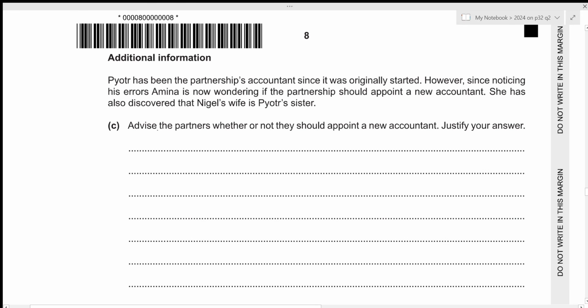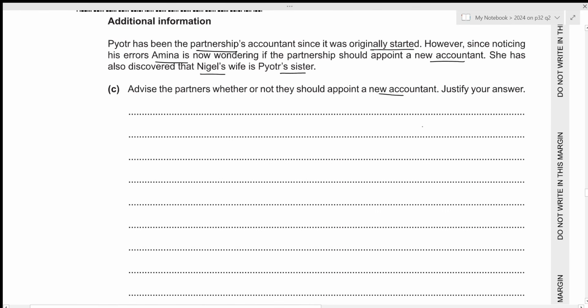Okay, now we have additional information. The accountant has been the partnership's accountant since it was originally started. However, since noticing his errors, Amina is now wondering if the partnership should appoint a new accountant. She has also discovered that Nigel's wife is the current accountant's sister. Okay, we need to advise the partners whether or not they should appoint a new accountant by justifying our answer. This is a 5 marks. So we need to have 4 comments and 1 final decision.